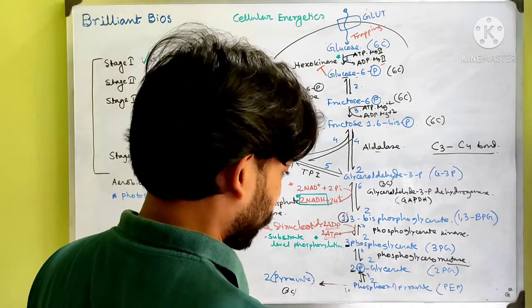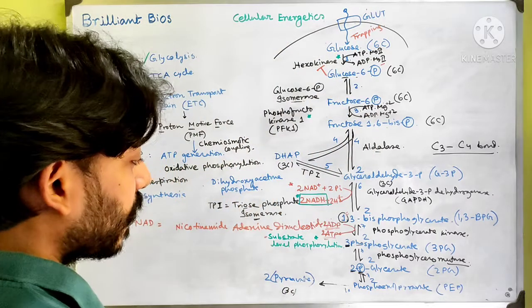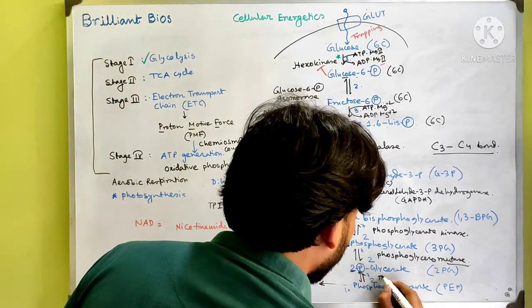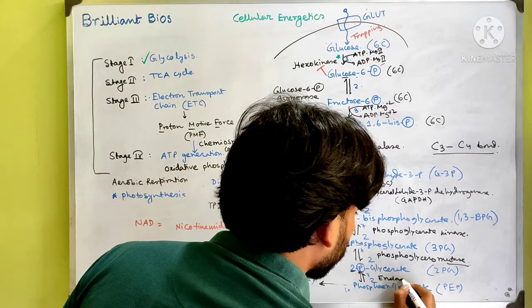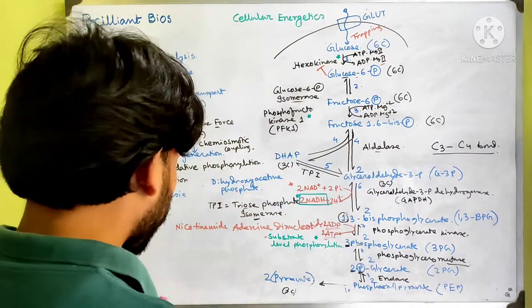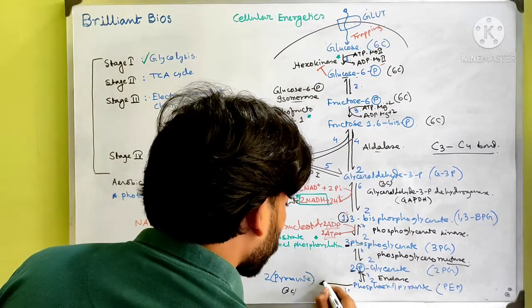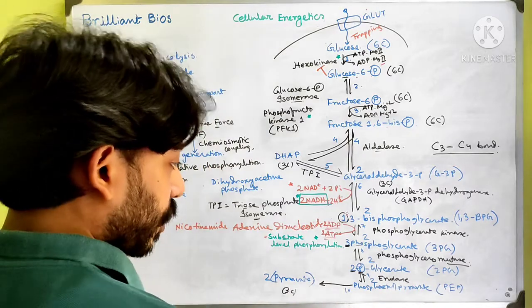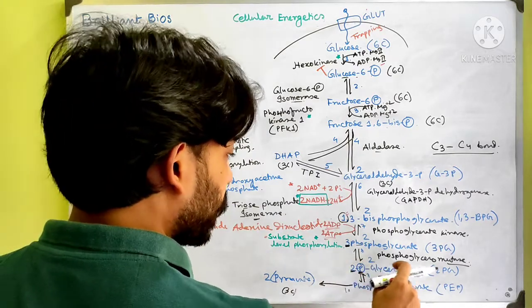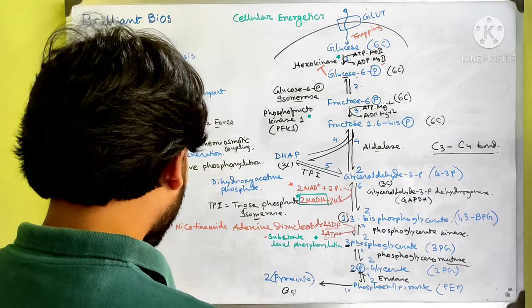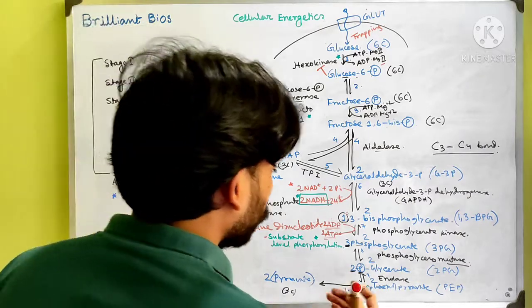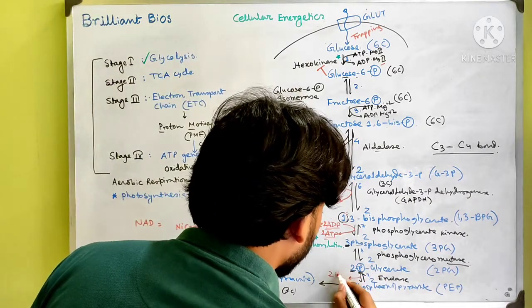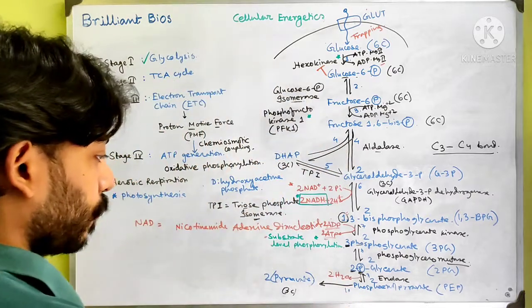These reactions are just simple. Now another enzyme called enolase makes phosphoenolpyruvate from 2-phosphoglycerate, and in this way it removes water. Water molecules are removed.